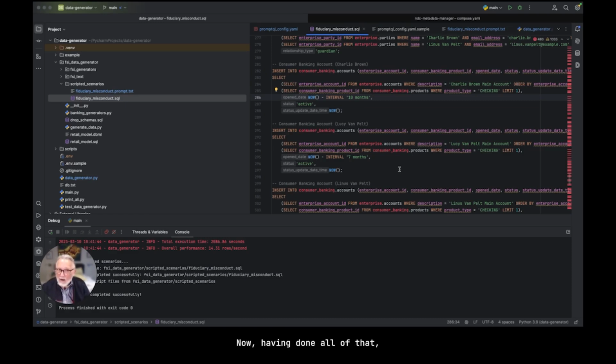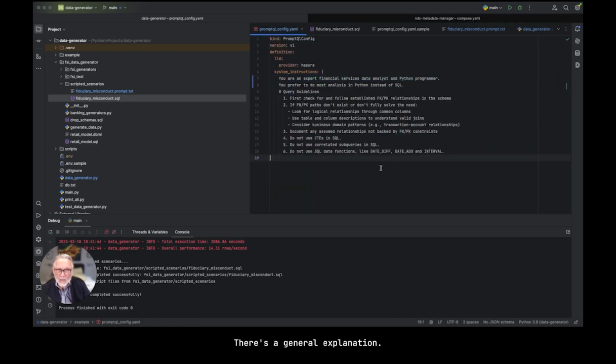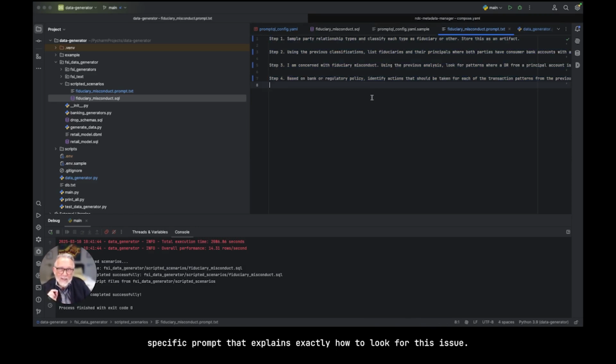Now, having done all of that, I now need to explain the analysis to the data agent. It splits into two parts. There's a general explanation. So I tell the data agent, you're an expert in financial services data analysis. You're a Python programmer, and I give it some general guidance on the analysis that I want done. I then create a specific prompt that explains exactly how to look for this issue.